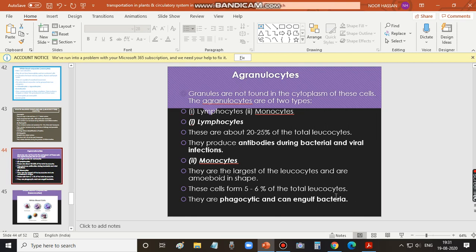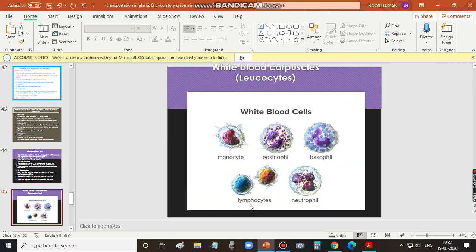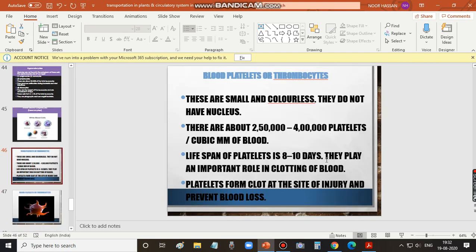When bacteria like pathogens, that is disease causing organisms, enter into our body, they will be swallowed by these monocytes. So, they are phagocytic in nature. Phago means swallow, cyte refers to cell. So this is the picture to show the different types of white blood cells: monocytes and lymphocytes, which come under agranulocytes, and eosinophil, basophil and neutrophil, which are the categories that come under granulocytes.